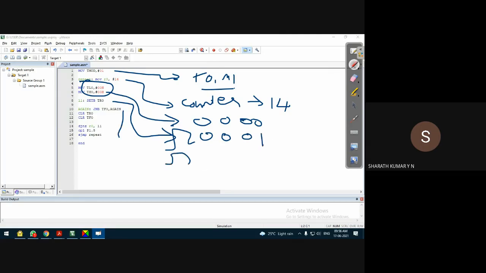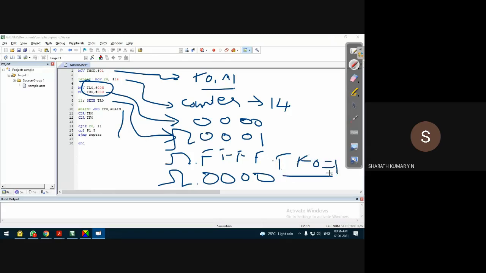Okay. So this count continues like this. When it reaches FF, on the application of next clock pulse, the count becomes 0000. So the overflow flag is set to 1. TF0 will be set to 1. Till TF0 is set to 1, the compiler will repeat the same line. Once the TF0 is set to 1, it will stop the timer. It will clear the flag.